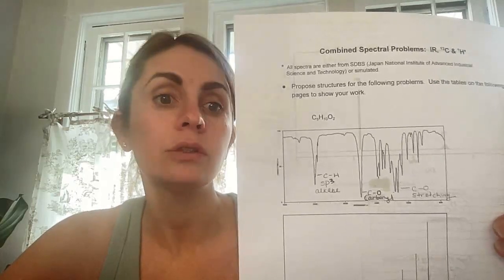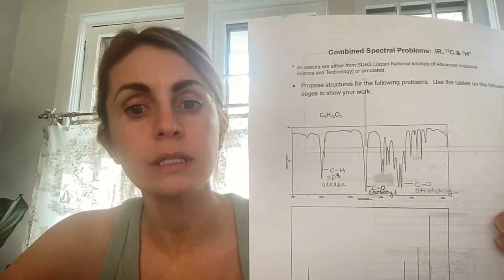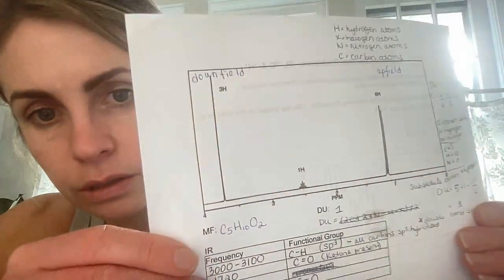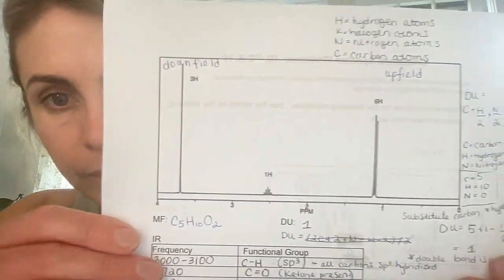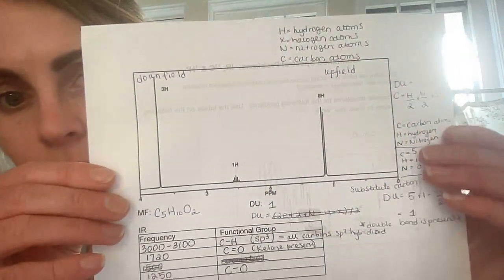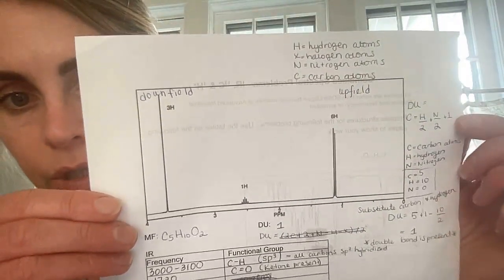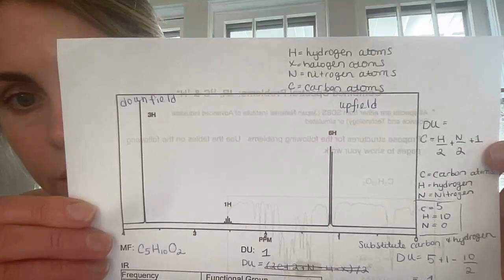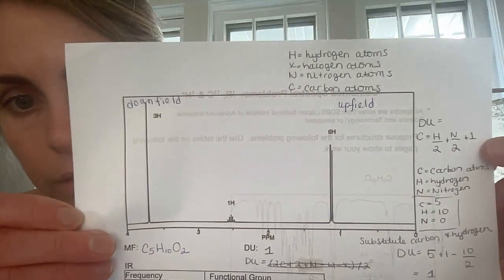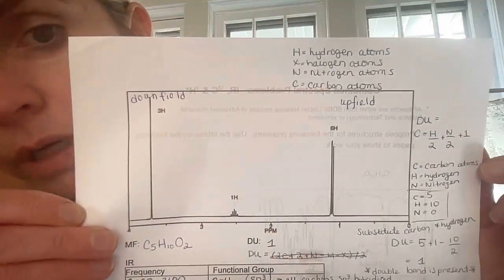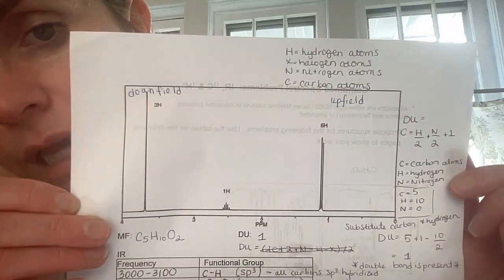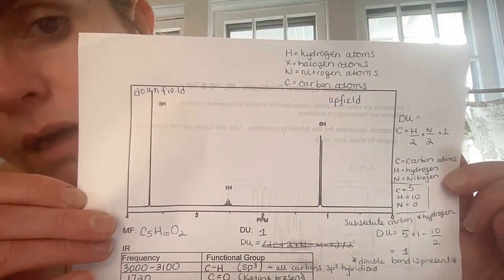The degree of unsaturation will tell us whether or not a double bond is present. The formula for the degree of unsaturation is referenced on this page. The given formula is degree of unsaturation equals (2C minus H plus N plus 2) divided by 2, where C is the number of carbon atoms, H is the number of hydrogen atoms, and N is the number of nitrogen atoms.